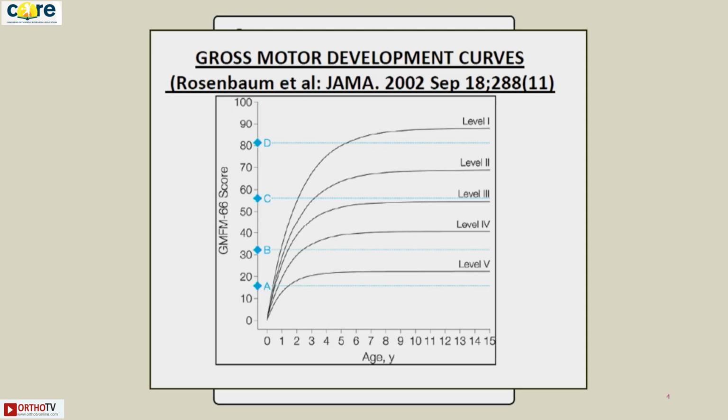Now already we know that the GMFCS pattern gets established by around age 6. So whatever pattern you get around age 6 or 7 in a child, that more or less stays stable. So depending on what time you intervene, that is also very important.